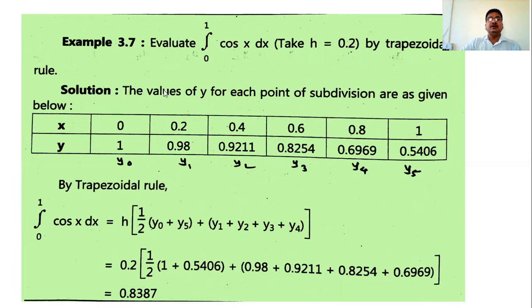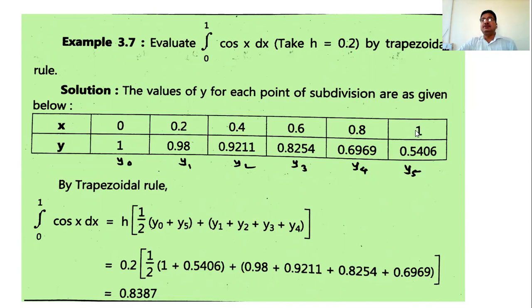So there is no need to write the number of subintervals, how many subintervals we divide the interval 0 to 1 into, because h is given. Directly prepare the table. So what is the table? The first row is the values of x, the second row is the values of y. And what are the values of x? The first value is the lower limit 0, then add h: 0 plus 0.2 is 0.2, then again add h, 0.2 plus 0.2 is 0.4, then again add h, 0.6, 0.8, 1.